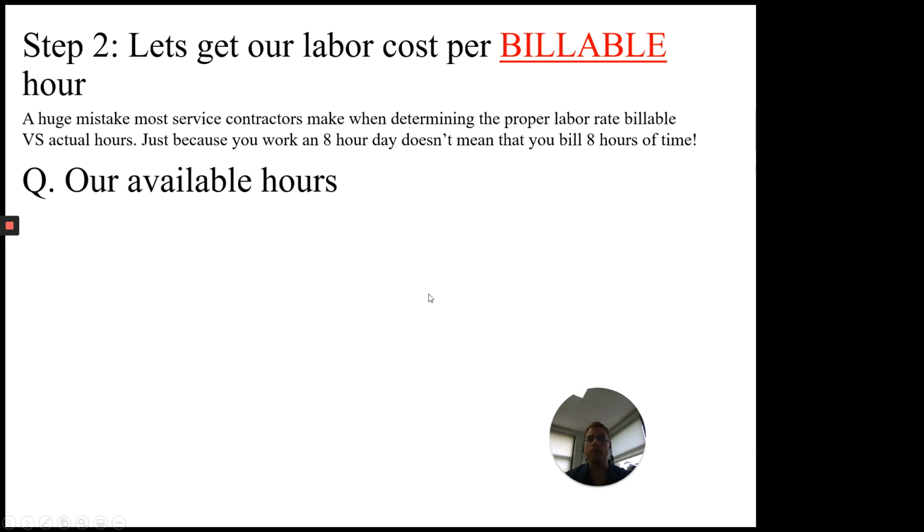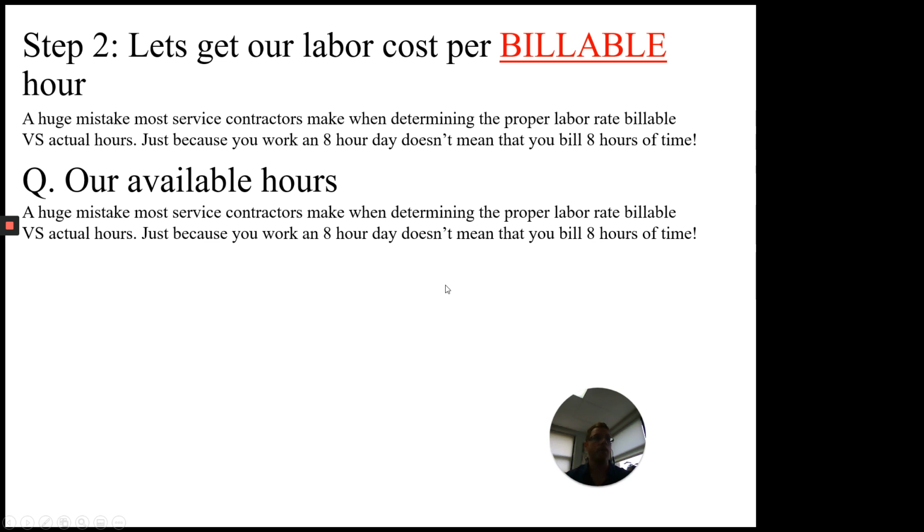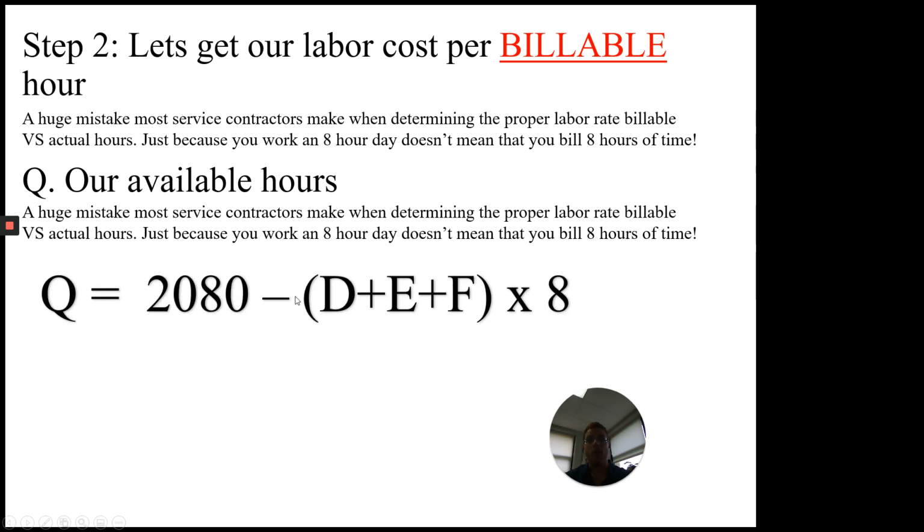First, what you got to do, Q, is our available hours. So Q is 2080, which is 40 hours a week times 52 weeks. So there's 2080 hours in a year that one could bill for, that one can get paid for. Now we minus D, E, and F, which is our vacation days, our sick days, our benefits that we give our employees. So D, E, and F times 8: you take how many days you give out, multiply that by 8 to get the hours, and then you subtract those hours from the available hours in that year.